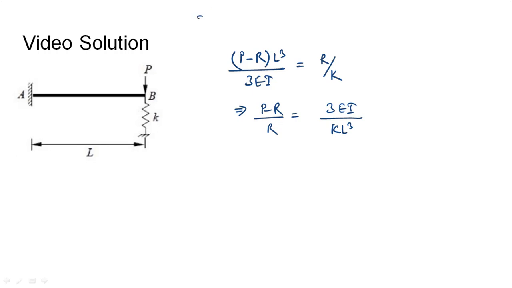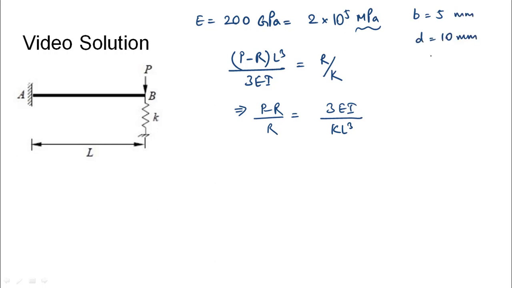In this case, E has been given as 200 gigapascal. This would be equal to 2 into 10 to the power 5 megapascal. We will consider megapascal since we need to find the answer in millimeters. It is also given that the width of the steel strip is 5 mm and the depth is 10 millimeter. The length of the strip has been mentioned as 200 millimeters. The spring constant is mentioned as 2 Newton per mm.